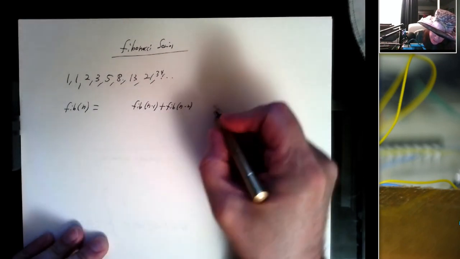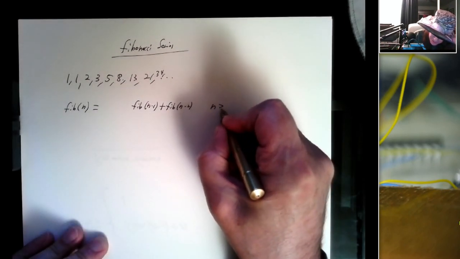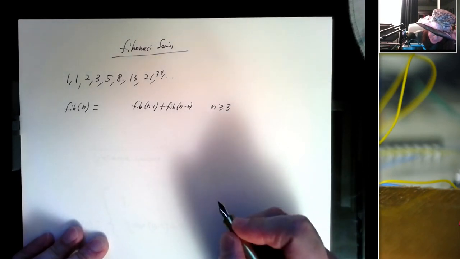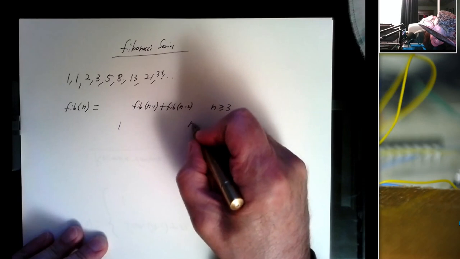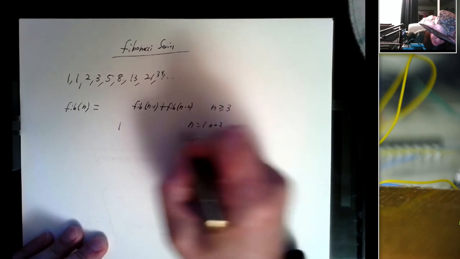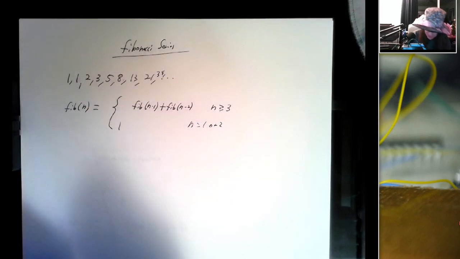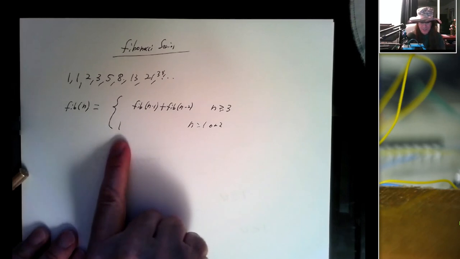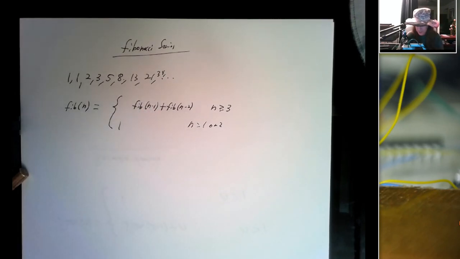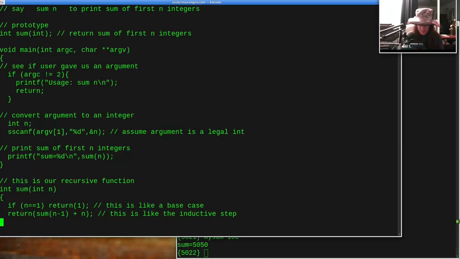So we're only going to use this formula if n is bigger than or equal to 3. And we're going to say that Fibonacci n is equal to 1 if n equals 1 or 2. So there's our recursive definition of Fibonacci numbers. And there's our base case, and there's our inductive step. So let's write some code for this.